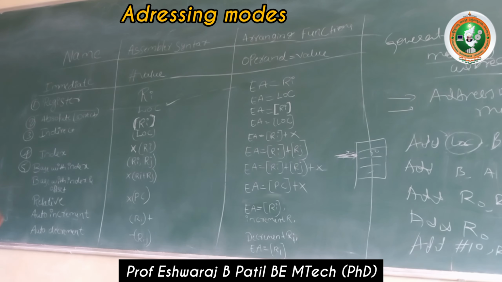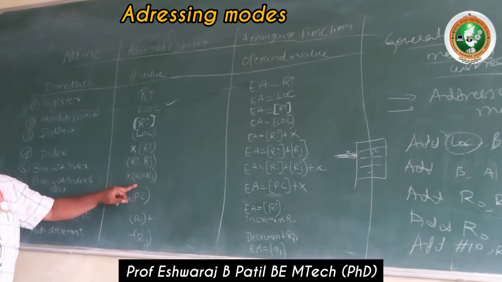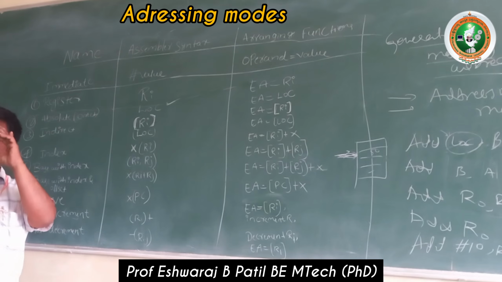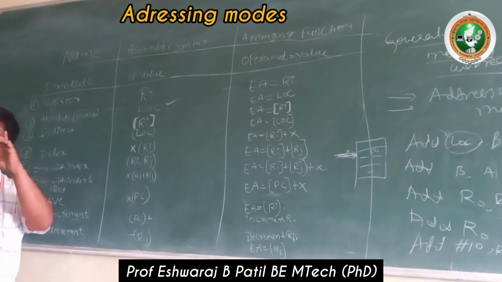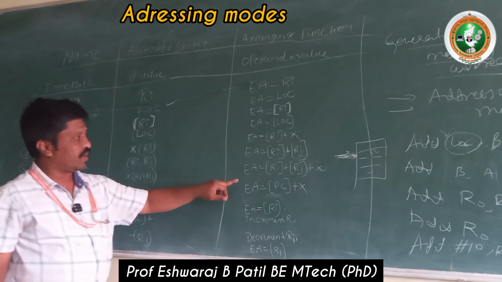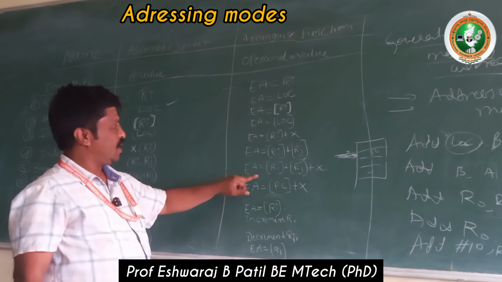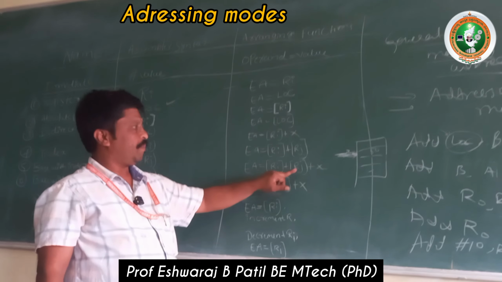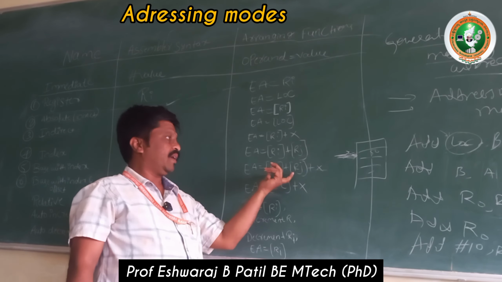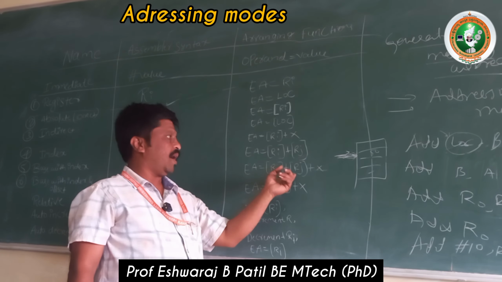And also we have base with index and offset. What is that offset? X, RI plus RJ. The offset is the one where the particular value is stored exactly. More than that we don't have. The effective address is RI plus RJ plus X. We are mentioning this indirect addressing mode with RJ also.